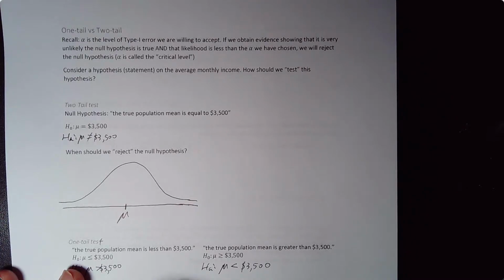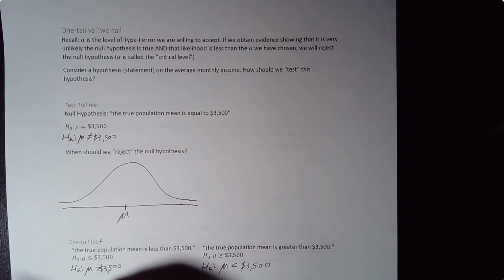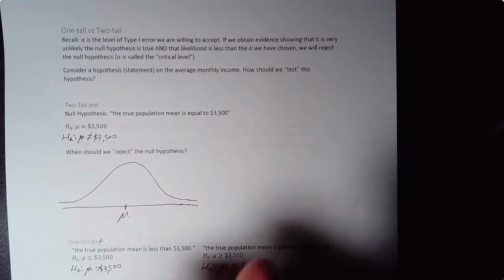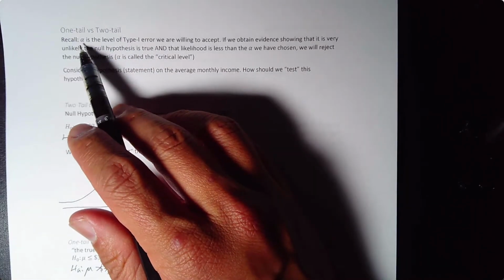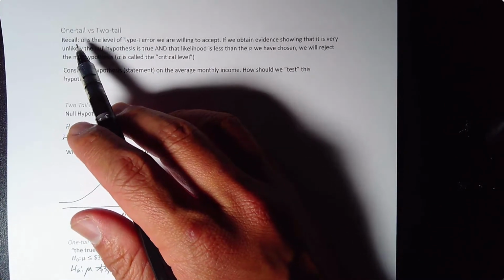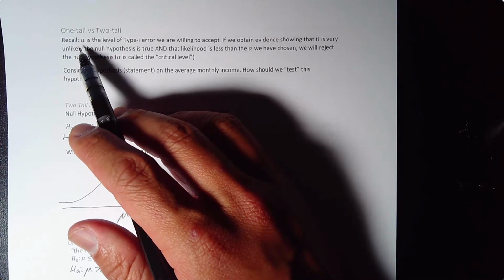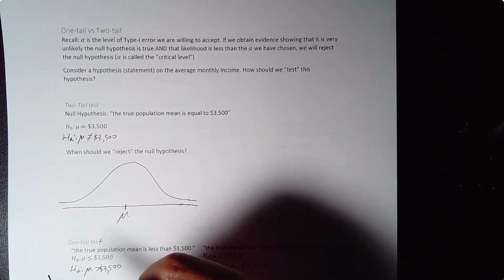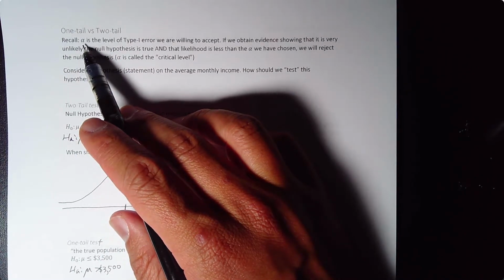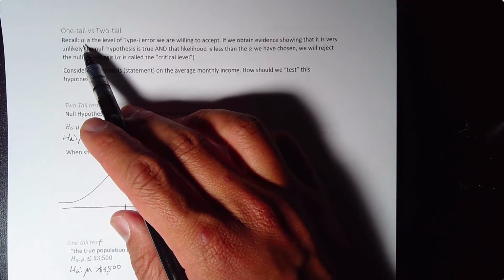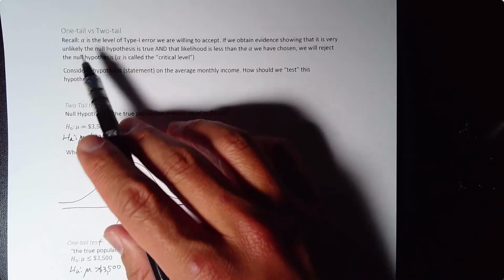Now, no matter how unlikely something might be, there's still a small possibility that it is true. But in a hypothesis test, we have to be willing to take that risk, and that's what alpha is. So alpha is a level that we choose, as the person conducting the test. If the likelihood of our observation is going to be less than alpha, then we are willing to accept that and reject the hypothesis.